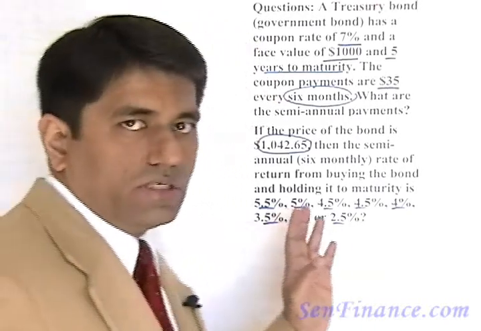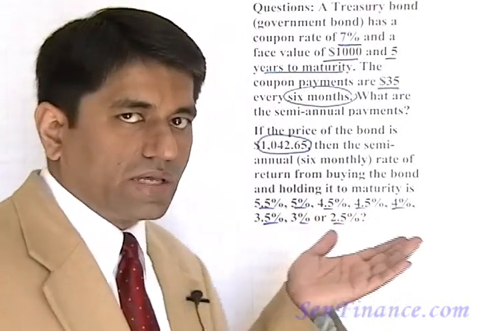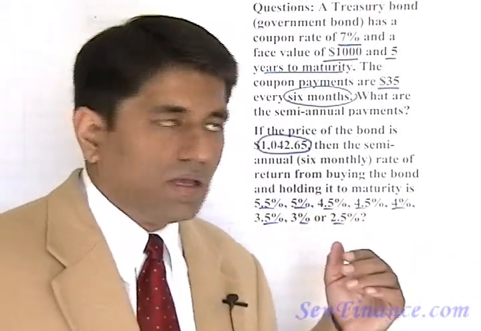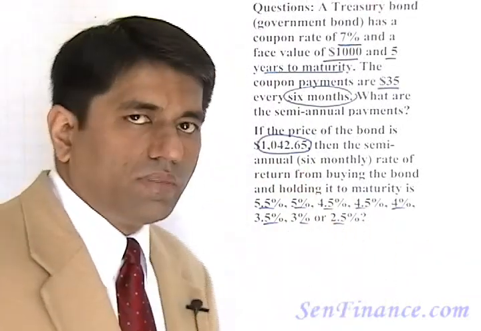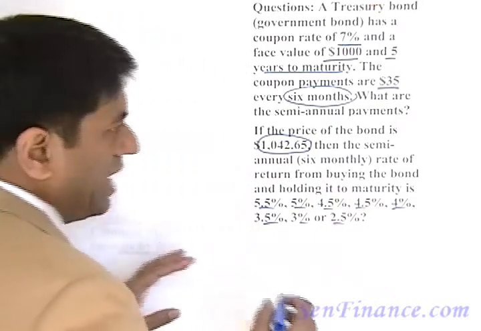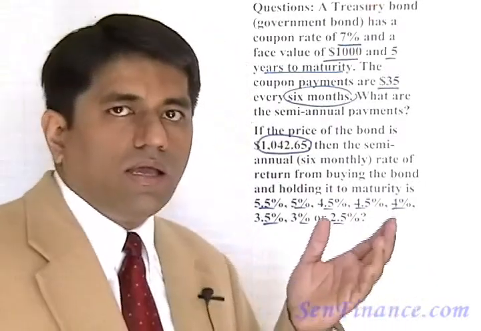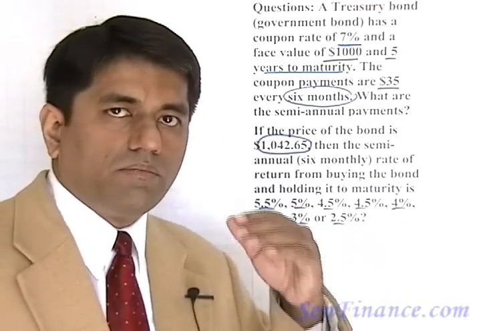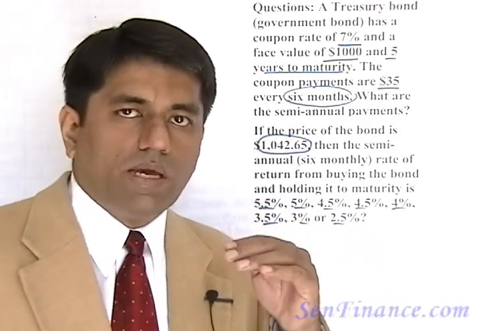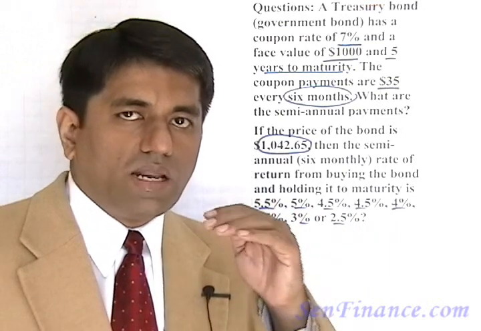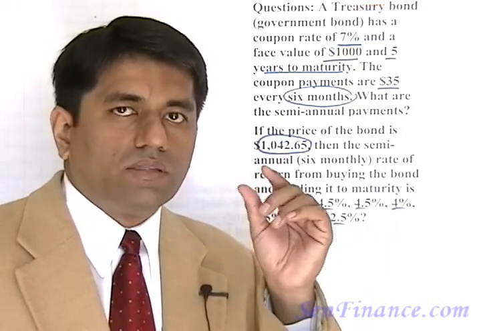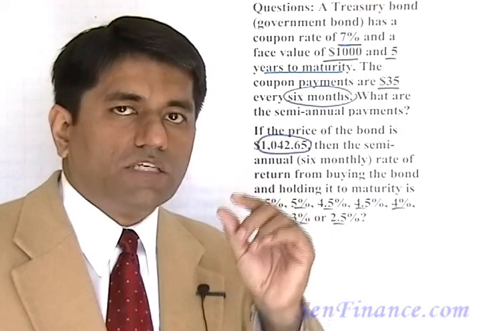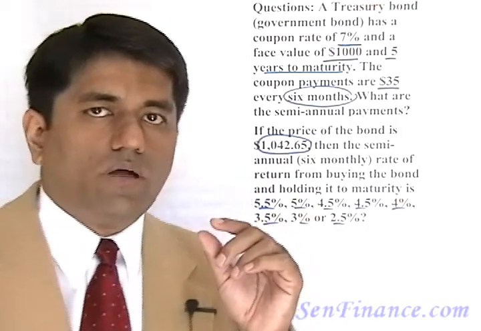And the first thing to note is that this is a premium bond, right? It's selling for more than face value. It's selling for 1,042. So you can straight away eliminate yield to maturities which are greater than the coupon rate. Because remember, for premium bonds selling above par, the yield to maturity must be lower than the coupon rate.